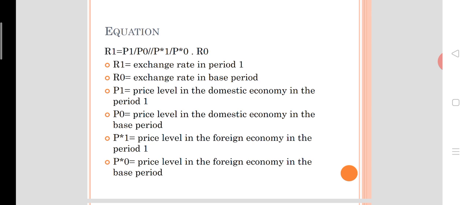And here we measure how much change happened in the price level in both the domestic and foreign economies. P star 1 is the price level in the foreign economy in period 1, and P star 0 is the price level in the foreign economy in the base period. So here we measure the change in price level. The exchange rate will be proportional to the relative change in price level in the domestic and foreign economies.